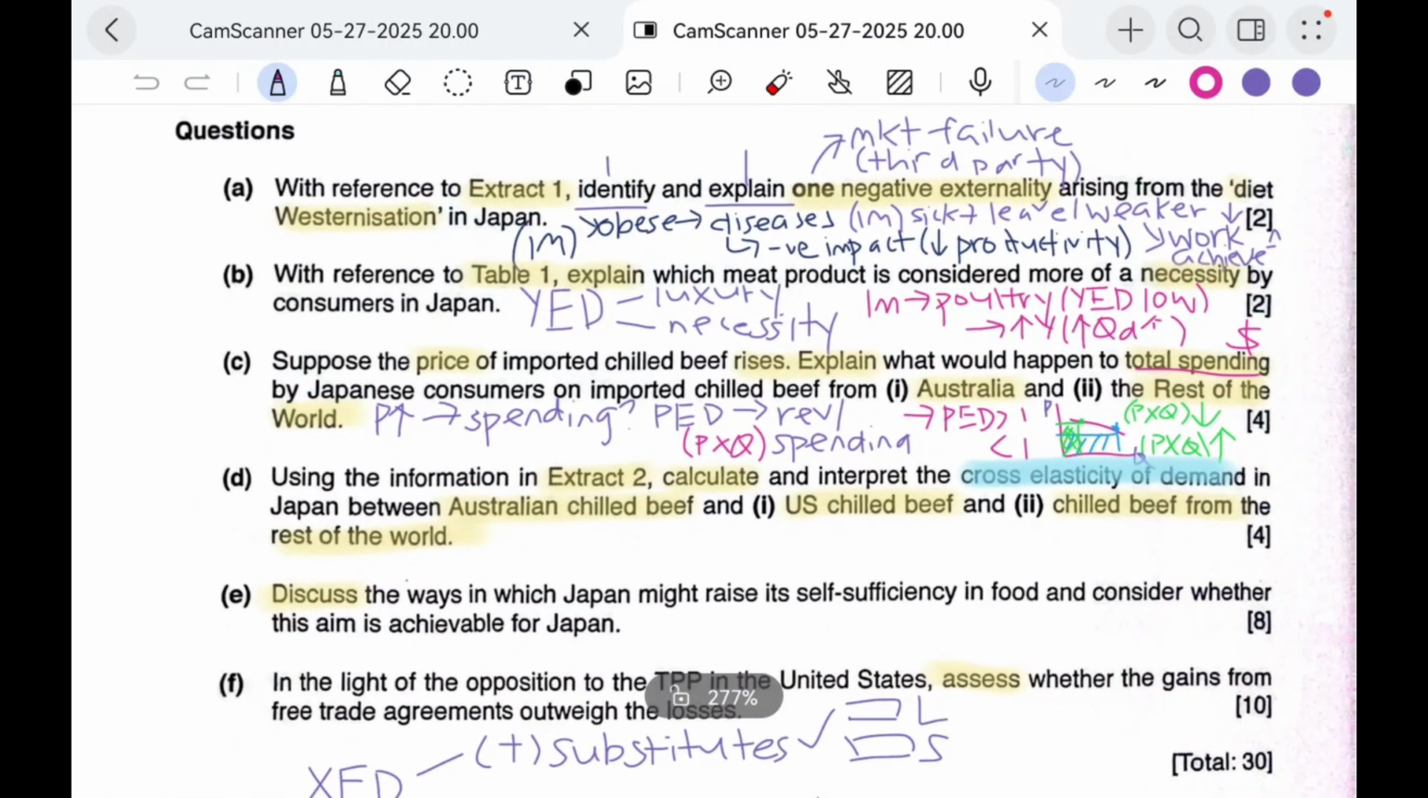Okay, so we calculated the two XED value, and then that was what we needed. So I think the calculation will be 2 marks. And then how do you interpret what? Interpret how close substitutes they are. So you need to know the outcome of interpreting something, the outcome of assessing something, how close substitutes they are.